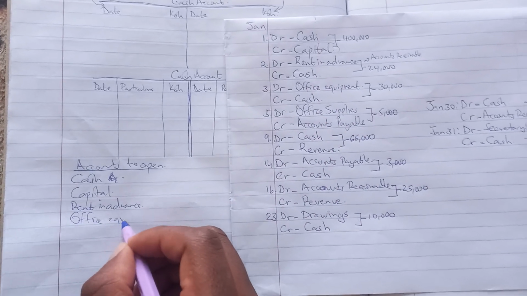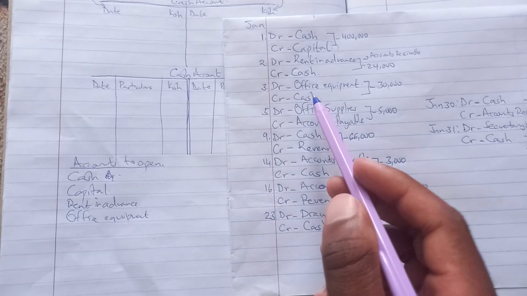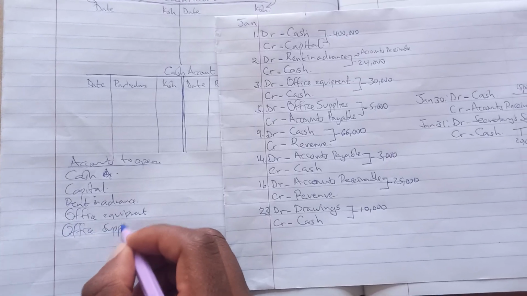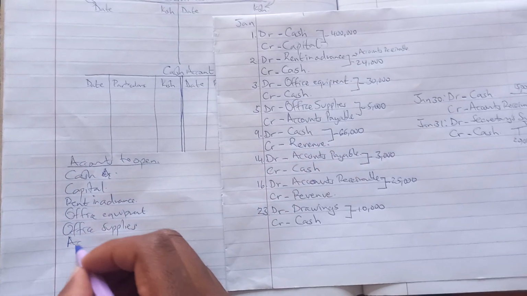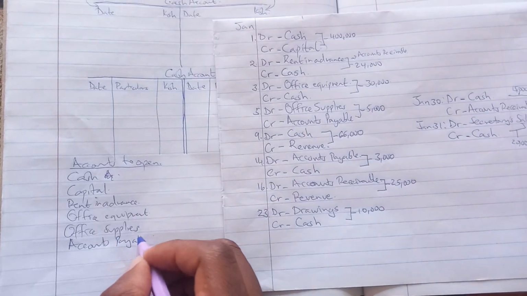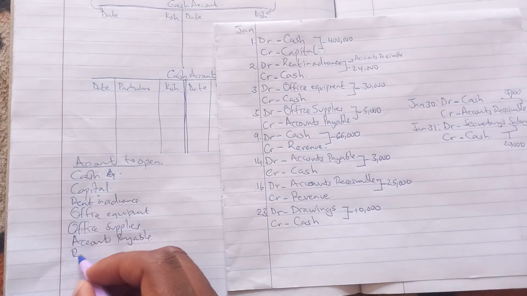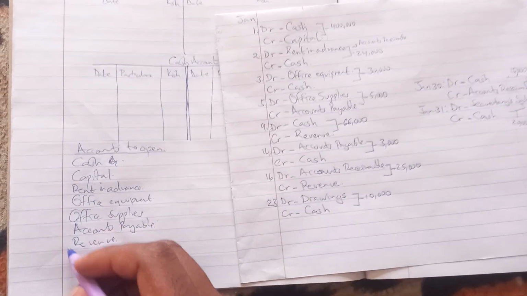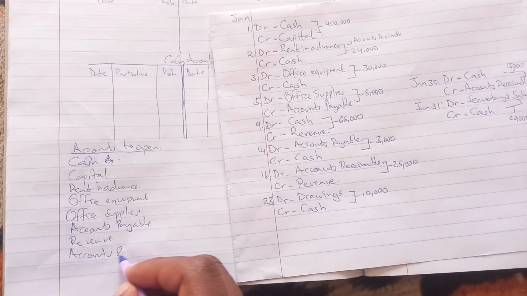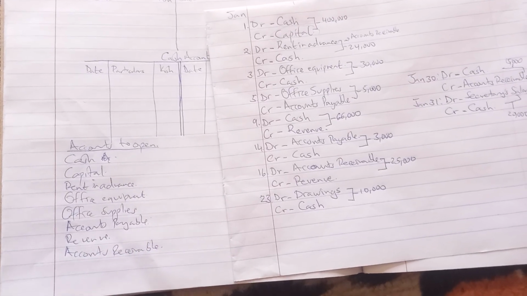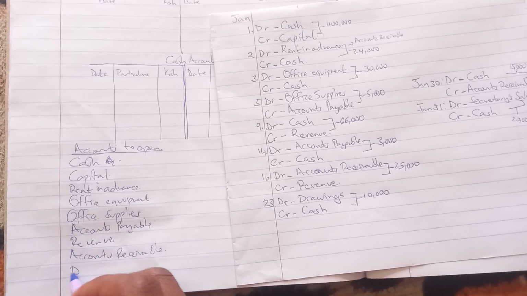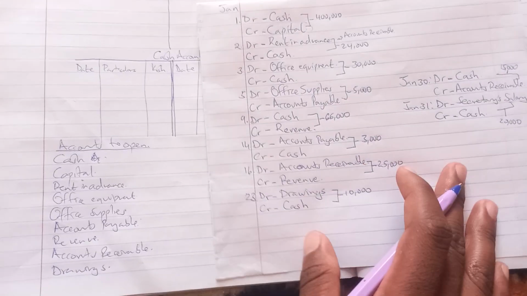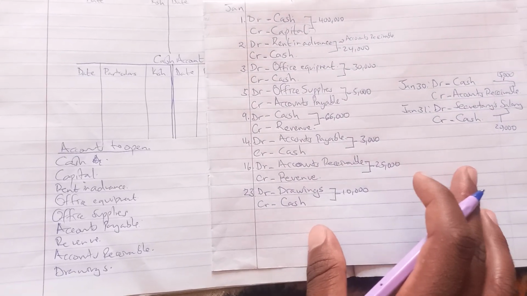Office equipment. Cash, we've noted it. Office supplies. Accounts payable. Cash, we've written it. Revenue. Accounts payable, you have written it. Cash also. Accounts receivable. Revenue, we've written it. Drawings. Cash, we've written it. Also, now the last one is secretary's salary.